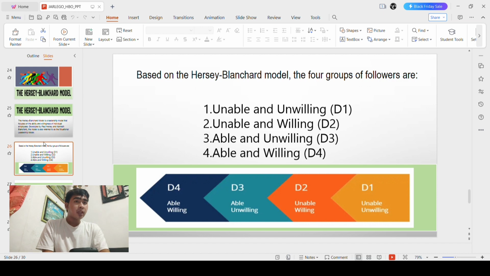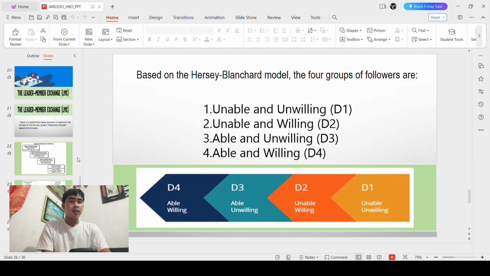So, based on the Hersey-Blanchard model, these are the four groups of followers. First, D1, unable and unwilling; D2, unable and willing; D3, able and unwilling; and then D4, able and willing. Unable means the lack of the ability to do something, and unwilling is the lack of desire or motivation to do something.